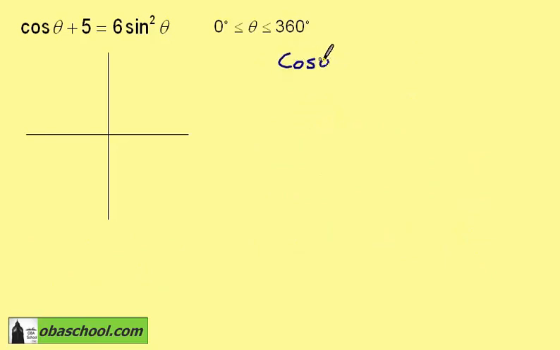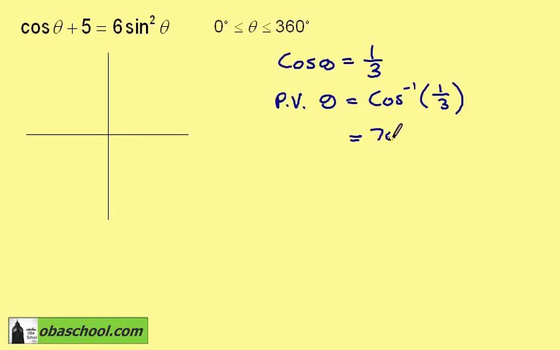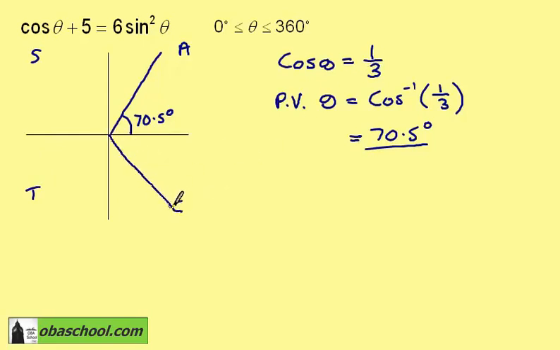Looking at each of these solutions in turn, for the cos theta is 1/3 solution, theta is going to be the inverse cos or shift cos of 1/3 as our principal value, which gives us 70.5 degrees. We can draw that onto our CAST diagram. Since we're dealing with a positive value for cosine, the other one will be in the C quadrant.